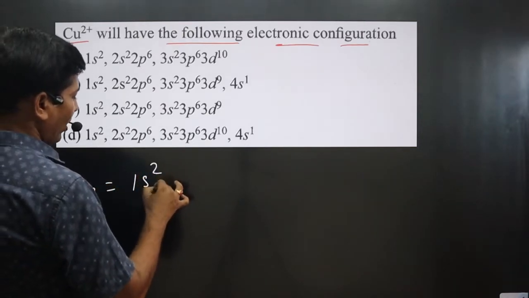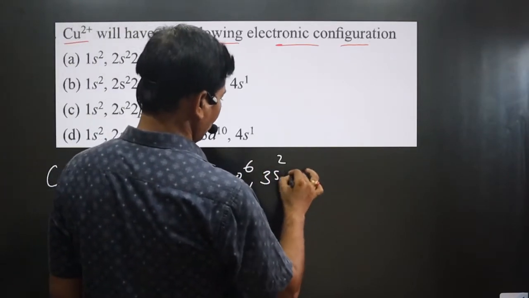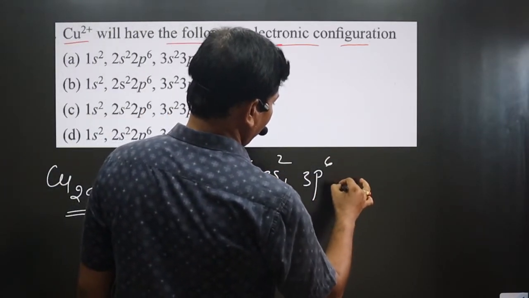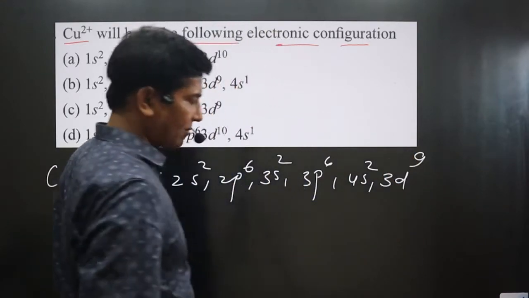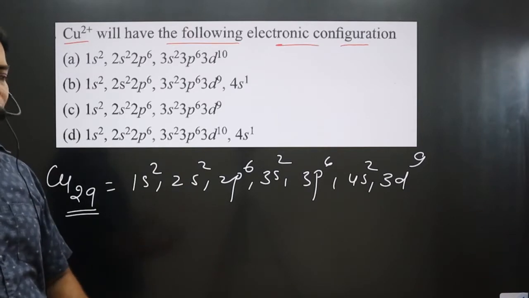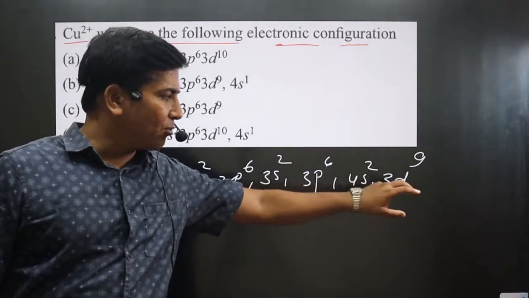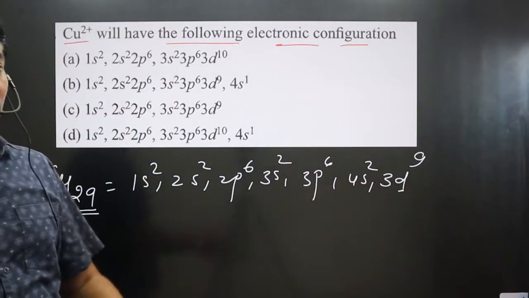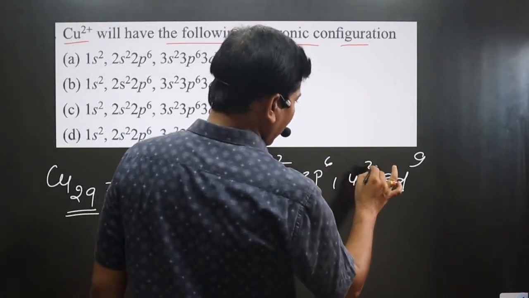This is 1s2, 2s2, 2p6, 3s2, 3p6, and 4s2, and this is 3d9. In general, this is the electronic configuration we are supposed to have. But now we can see if the d orbital gains one electron, it will be completely filled, then it will be in the stable state. So what happens?